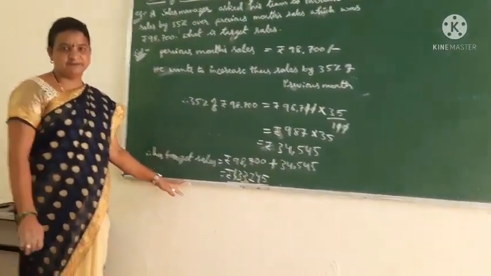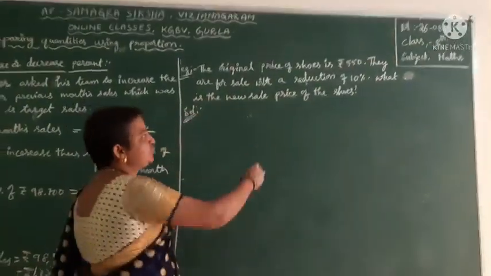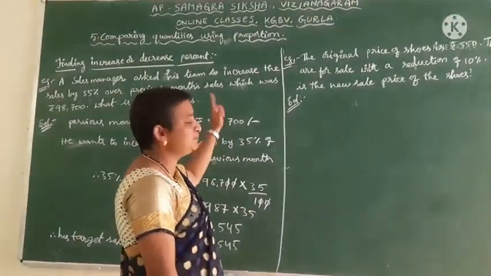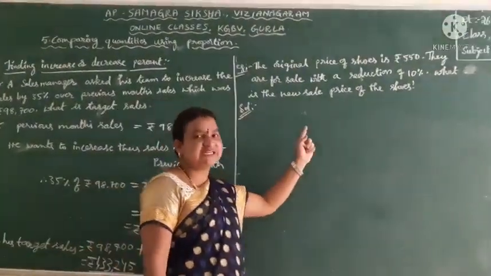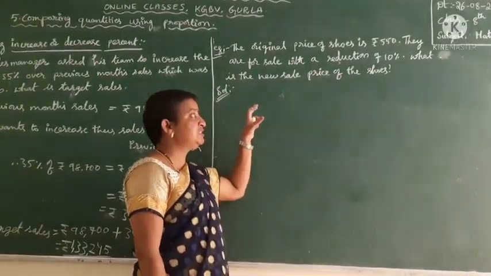Okay children, the second example. Once again, the previous one was an example for increase in percent. This is the example for decrease in percent. How can we find the percentage of decrease?